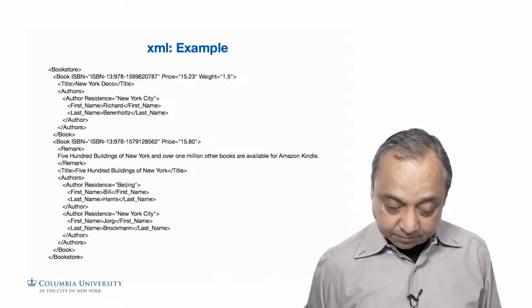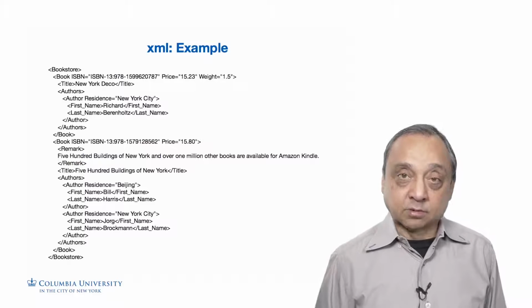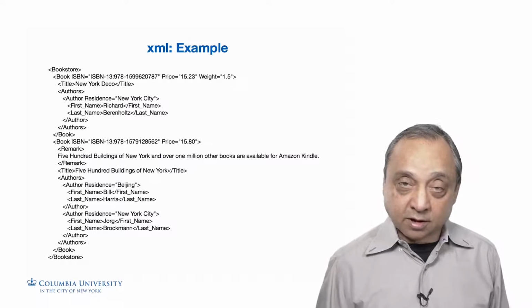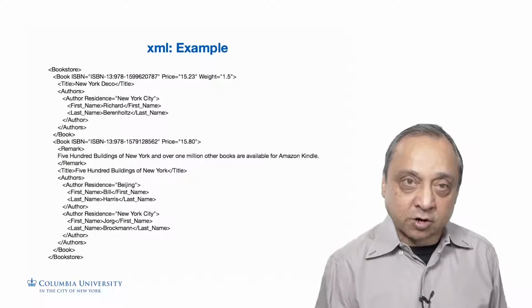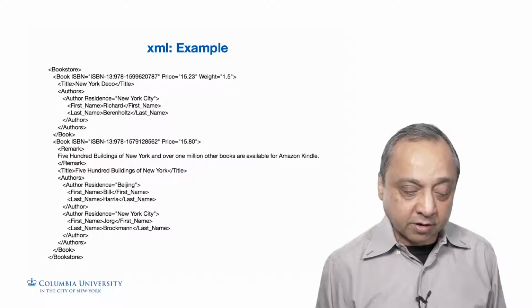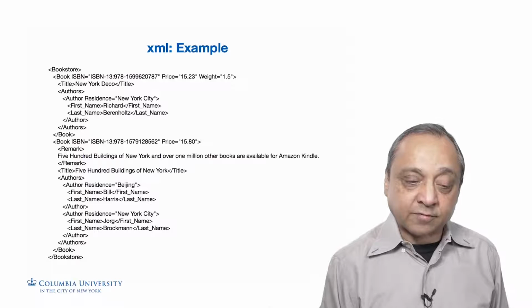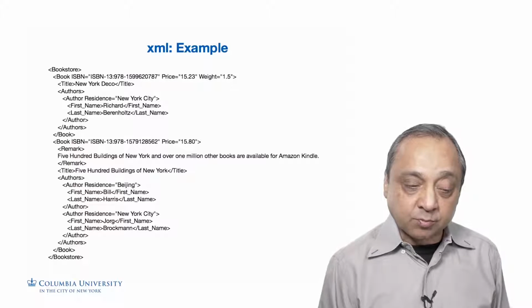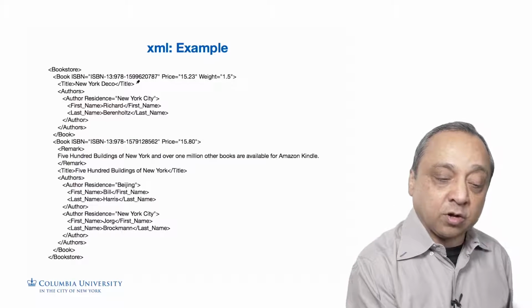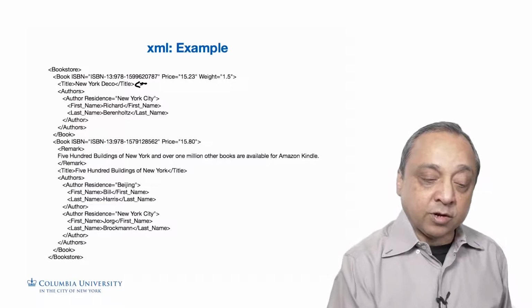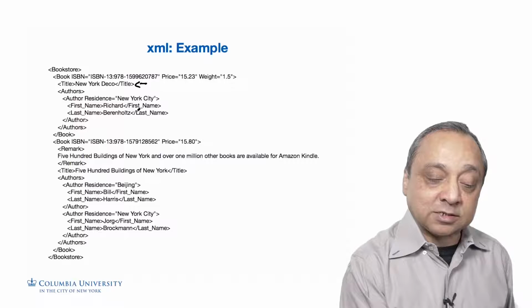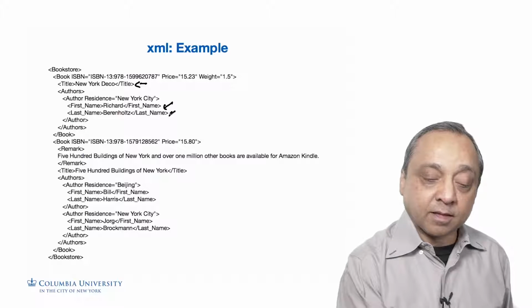So let's take an example. So here's an example, right? It all makes sense, but it's sort of hard to read because there's a lot of peripheral information around here. So in this example, what we have is a bunch of books, and for each book we know the title of the book, for example, New York Deco, and we know the first and last name of the authors, and we know where they live.